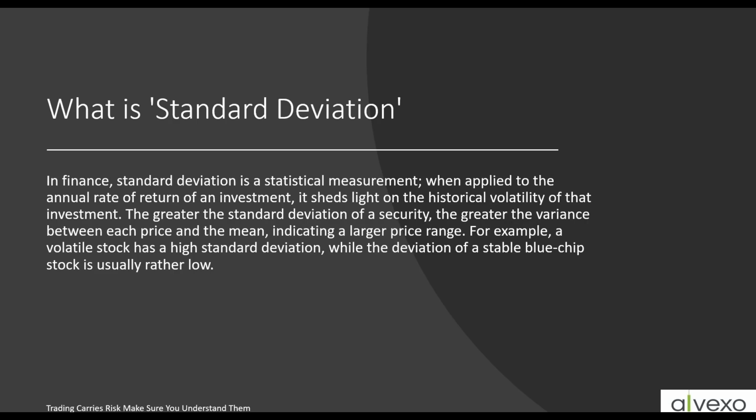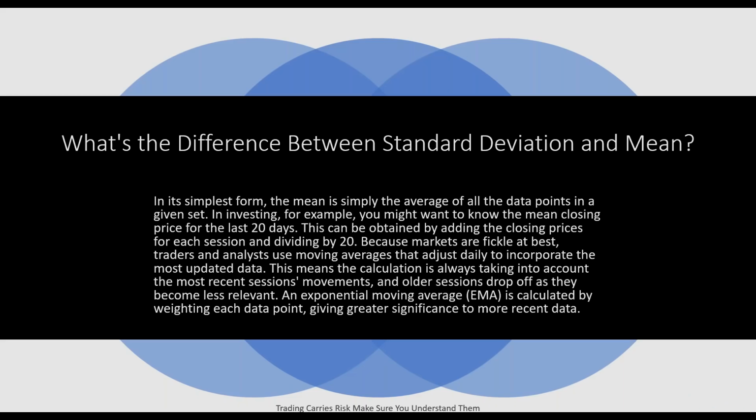In finance, standard deviation is a statistical measurement. In its simplest form, the mean, which we keep talking about in the definition of standard deviation, is just the average of the data points in a given set, or what we use in finance, a moving average. So investing, for example, you might want to know the mean closing price for the last 20 days. Or what do we call it? We call it a 20-day moving average. This can be obtained by taking the closing prices for each session over the last 20 days and dividing it by 20.